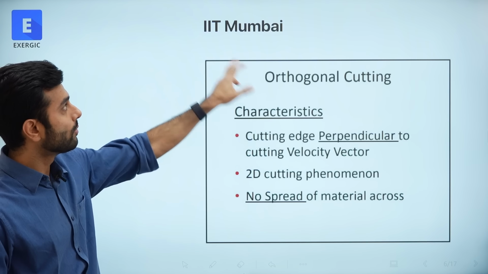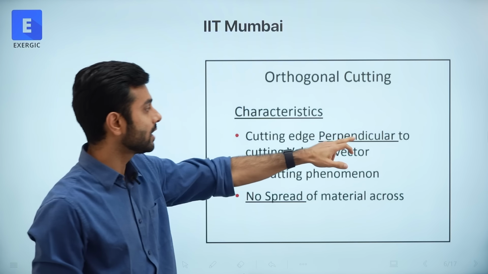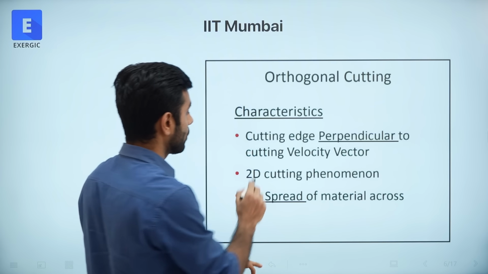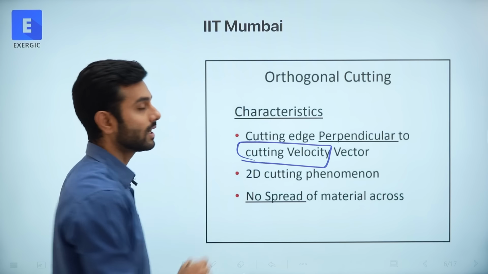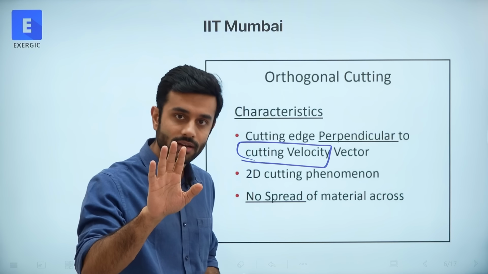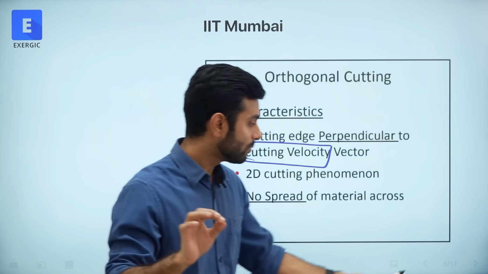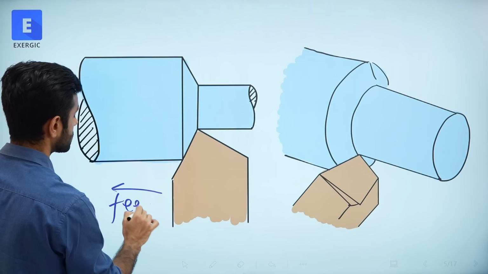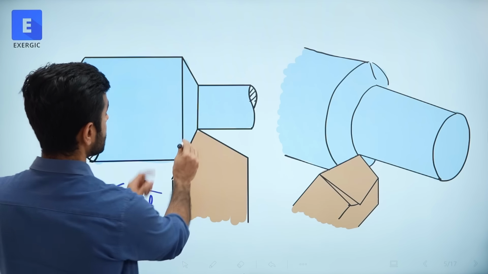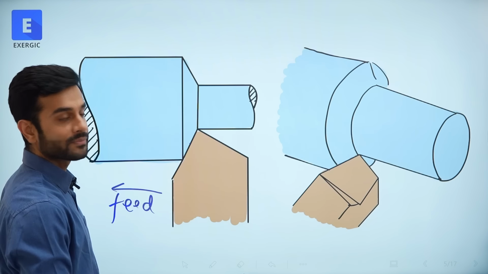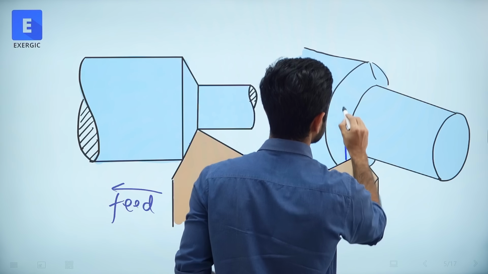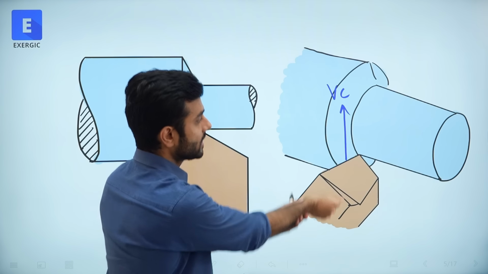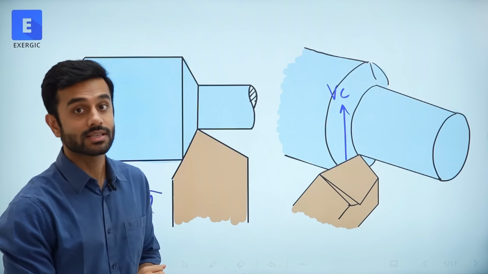This is from IIT Mumbai. Cutting edge perpendicular to cutting velocity vector. Cutting velocity, not feed velocity. Both velocities are different. In turning, both velocities are different. This is your feed velocity. This is your feed velocity. But cutting velocity is here, perpendicular to the plane. If you look at this diagram, this is your cutting velocity. The tool is moving relative to the workpiece in this direction.